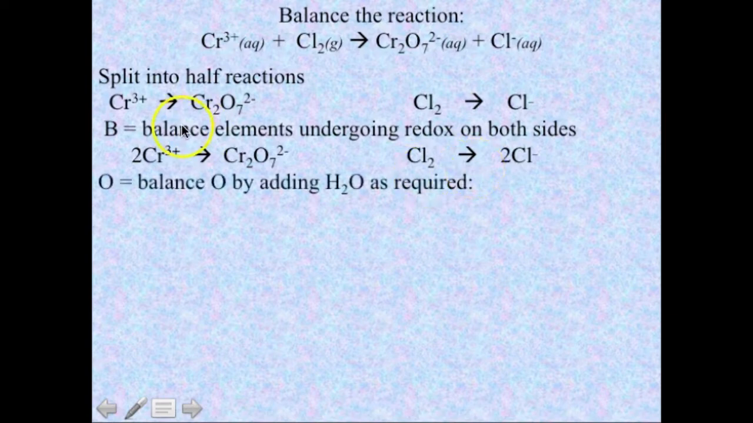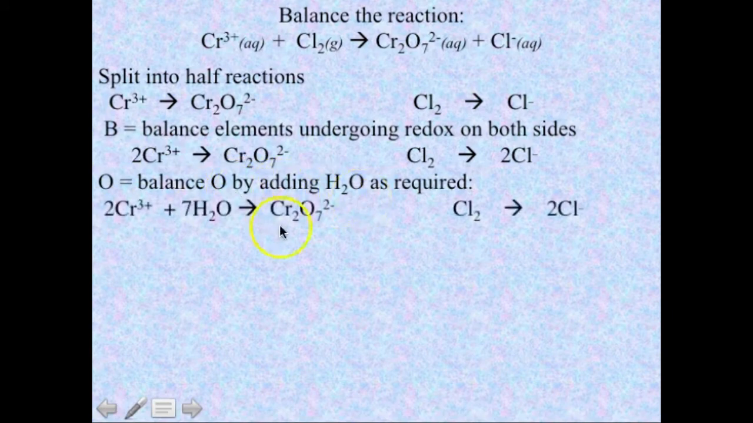Okay, O in BOHE equals plus. O means balance the oxygen by adding water as required. So we have 7 oxygen on the product side. We don't have any oxygen on the reagent side. We're going to add 7 H2O. Now we have 7 oxygen on the reagent side, balancing 7 oxygen on the product side. We don't have any oxygen over in our chlorine half reaction. We don't need to worry about it.